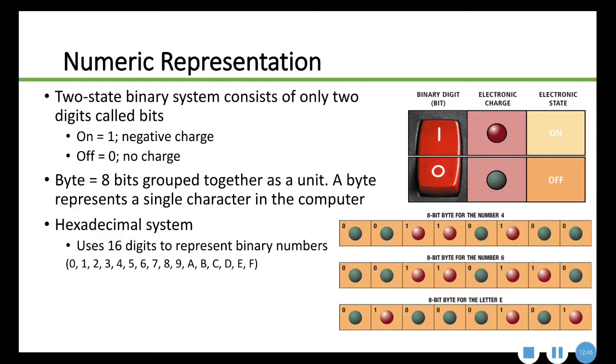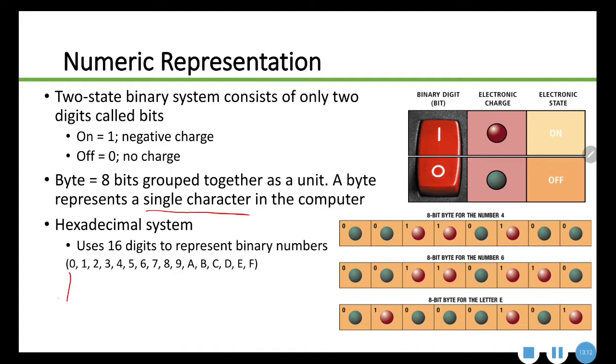Okay, numeric representation. So we have two: on is 1, off is 0. Then these numbers are represented in bytes. One byte consists of 8 bits, meaning that 8 bits are grouped together as a unit. One byte represents a single character in the computer. A single character is, for example, A.